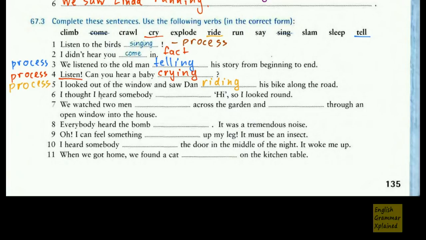Number 6. I thought I heard somebody say hi, so I looked round. Here is the fact. Why? Because I heard a complete action. That's the action from beginning to end. So I put say here, not saying. This is bare infinitive. Why bare infinitive? Because this is physical perception.